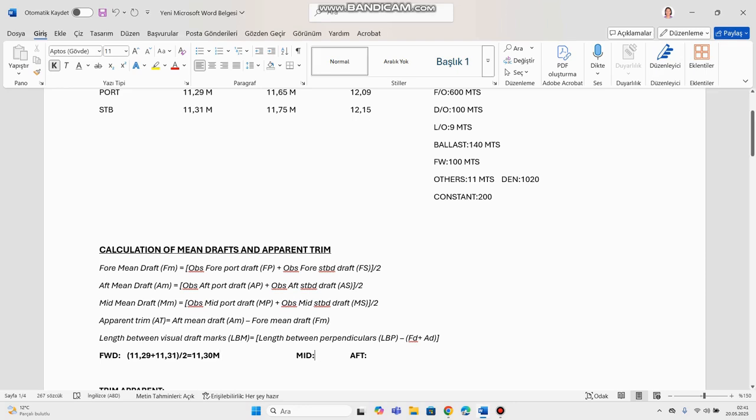For mid-draft, port side is 11.65 plus 11.75, divide 2, equal 11.70.